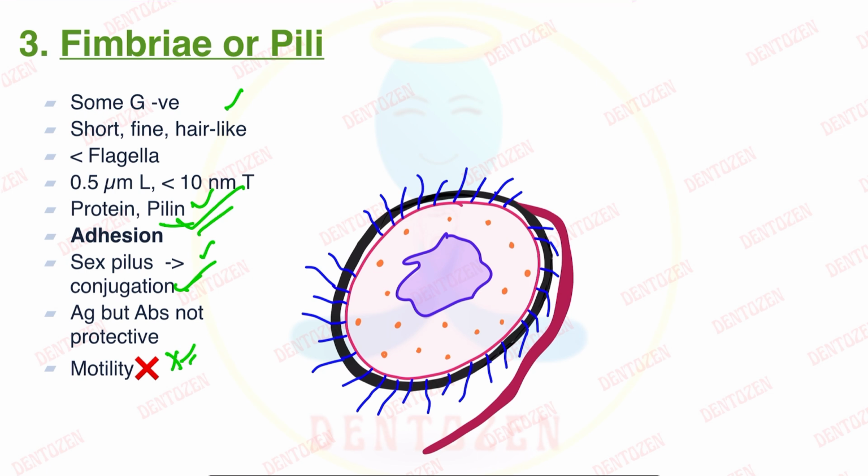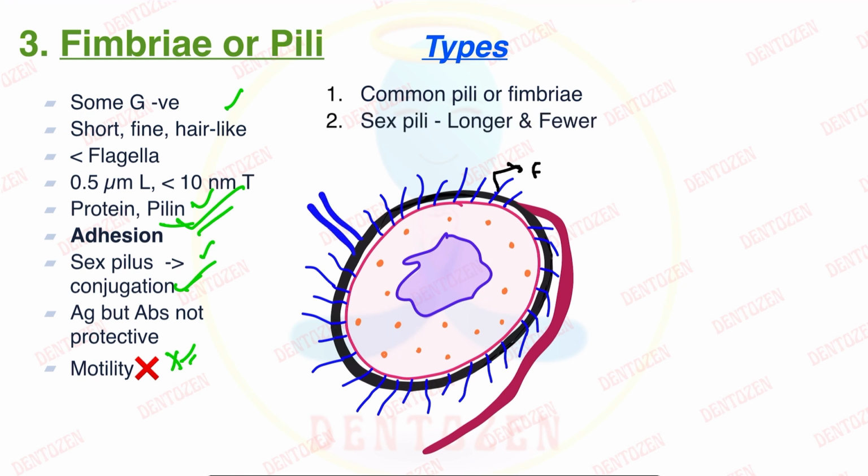Now what are the different types of Fimbriae? First one, common pili or Fimbriae, as we can see here. These are the normal organs of adhesion. They help in the attachment of bacteria. Second one is sex pili, as we can see here. They are a little longer and they are fewer in number. So what is their role? They are usually present on male bacteria, through which they attach to the female bacteria, and they form a conjugation tube through which the genetic material is transferred. So they help in the conjugation process. That can be an important question: what is the role of sex pilus? That is the conjugation process. Now how do we detect them?